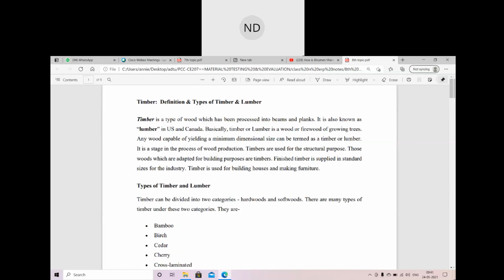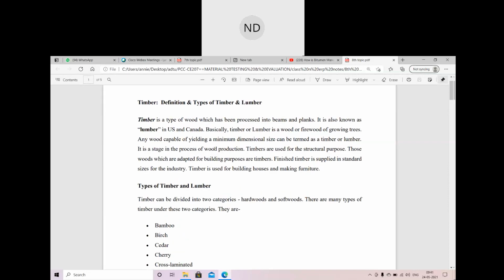Now next is timber. The next material which we are going to talk about is timber. So what is timber? You already know what timber is. Timber is a type of wood which has been processed into beams and planks. Sometimes these timbers are used in construction also. It is also known as lumber in the US and Canada. Basically, lumber is wood or firewood of growing trees. Any wood capable of yielding a minimum dimensional size can be termed as timber or lumber.